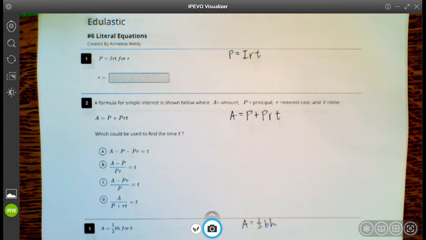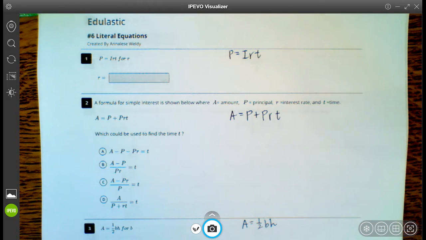We are going to talk about literal equations number 6 from your Edulastic assignment last Friday. I know a lot of you had some questions about this, so I wanted to go over very quickly with you that they work the same way that your multi-step equations have worked the past week. So, let me prove it to you guys.